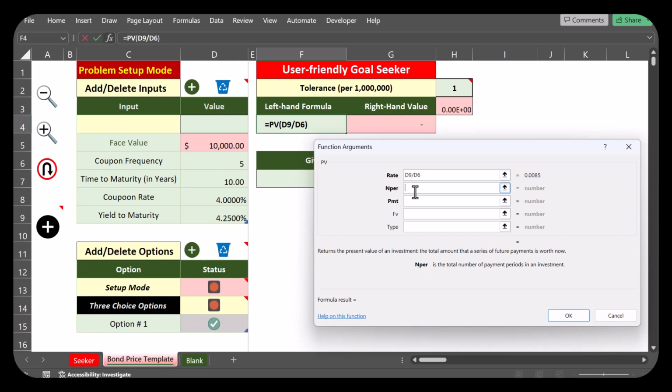Time to maturity in years times coupon frequency. So if this is a 10-year bond, there are 5 coupons per year. There are a total of 50 coupons. Payment is the coupon amount. Well, we know how to calculate that. Face value multiplied by the coupon rate, and divided by coupon frequency. And this FV is, Excel thinks of it as the future value, but in this case, properly abbreviated face value.